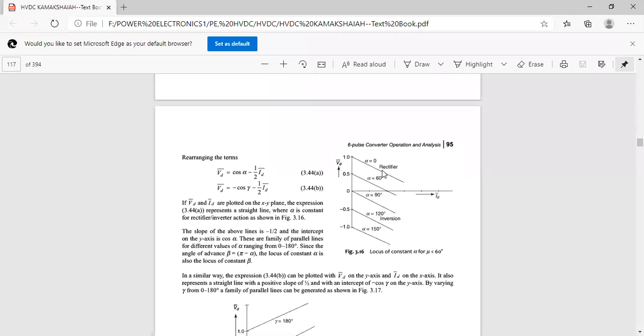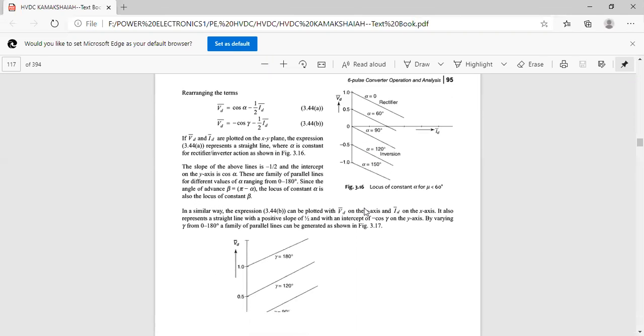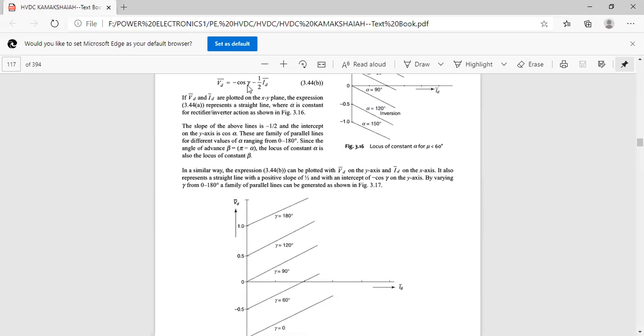Any doubt in this rectifier characteristic? From this equation, you have drawn this rectifier characteristic. Rectifier is also one converter. Next, we will go for the next converter, that is inverter. The inverter is cos gamma. Here, let us take gamma as 0. What is cos 0? 1.